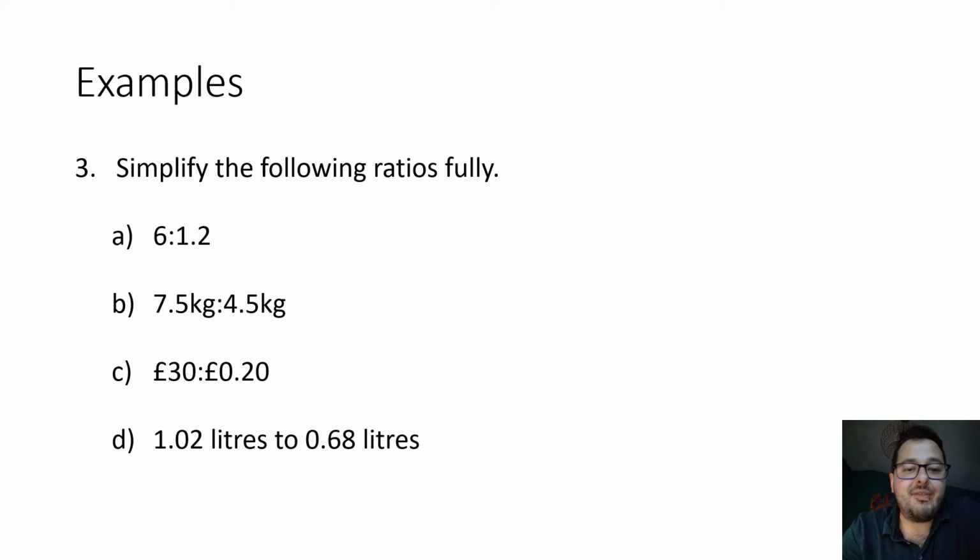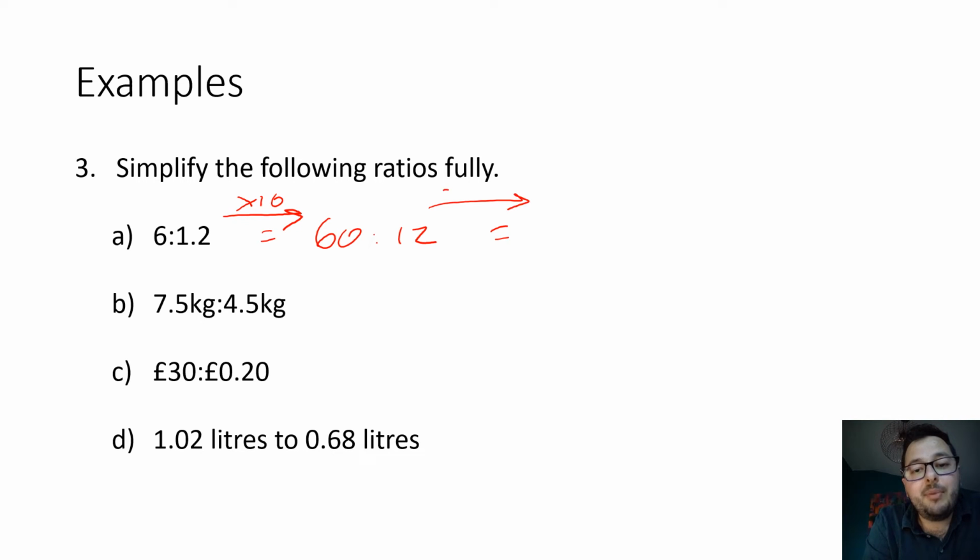So again, here are for you to have a go at. Feel free to try them yourself first, otherwise we'll do them together. So first one, we've got 6 to 1.2. So let's times both sides by 10, and that's going to give us 60 to 12. So there I've just times by 10. And then what we can do is we can divide, well actually 60 is in the 12 times table, so we can divide by 12. So let's just do that, divide by 12. 60 divided by 12 is 5, and 12 divided by 12 is 1. So that simplifies to 5 to 1.